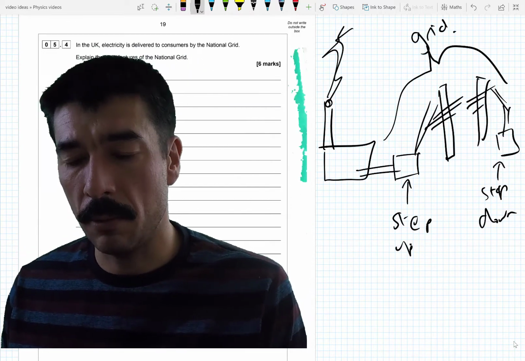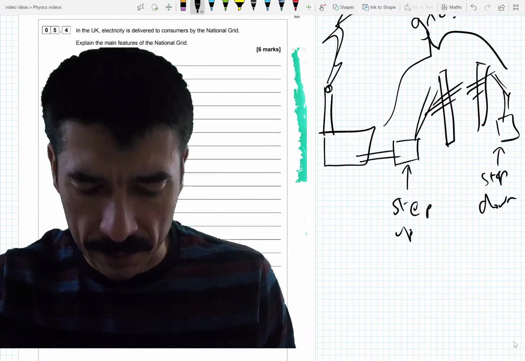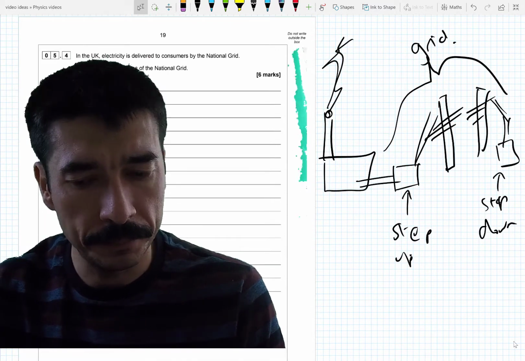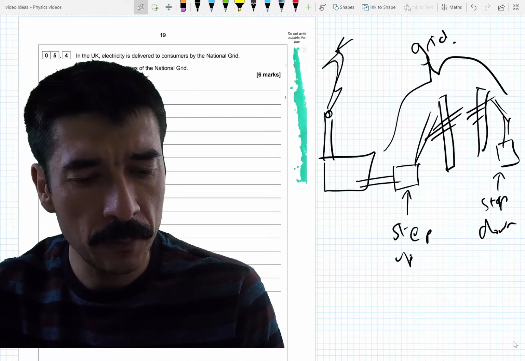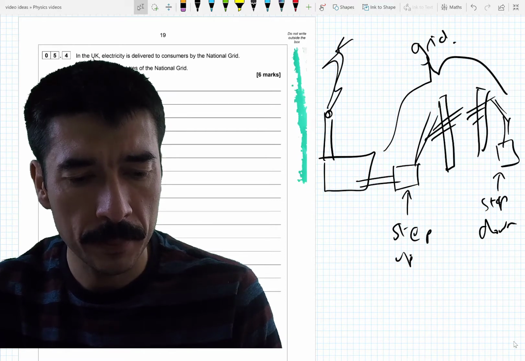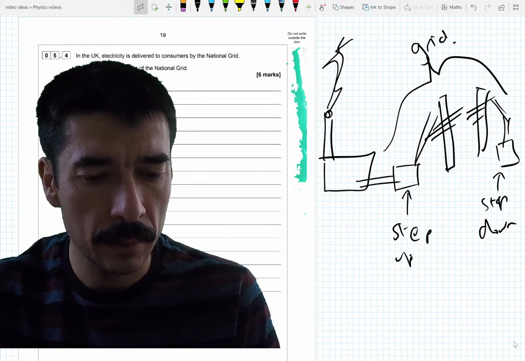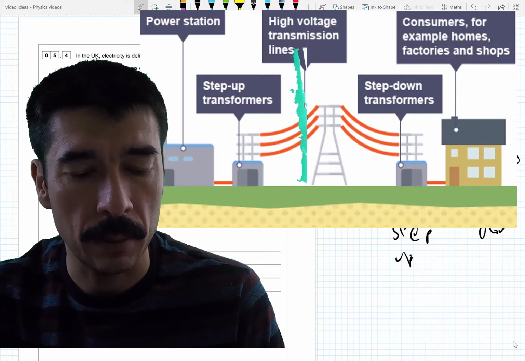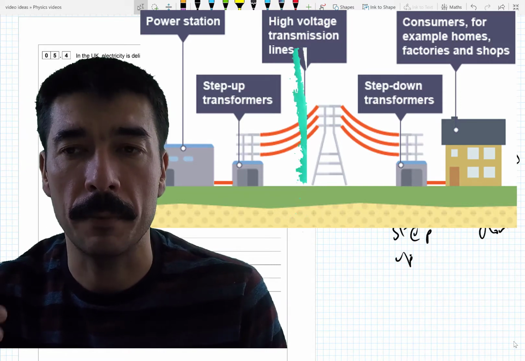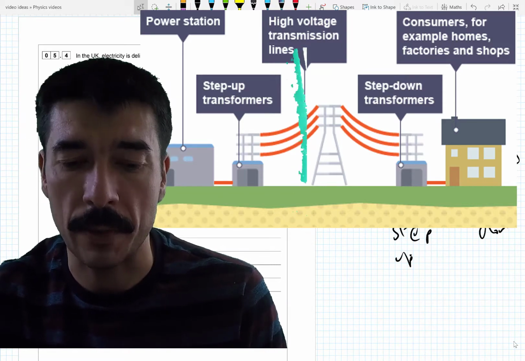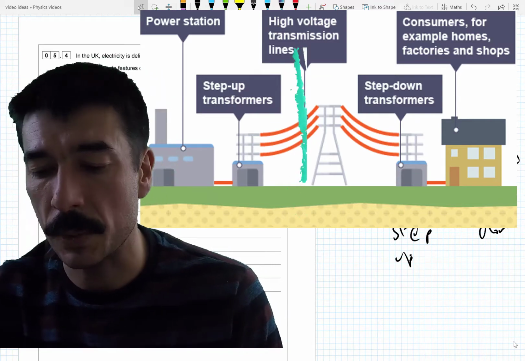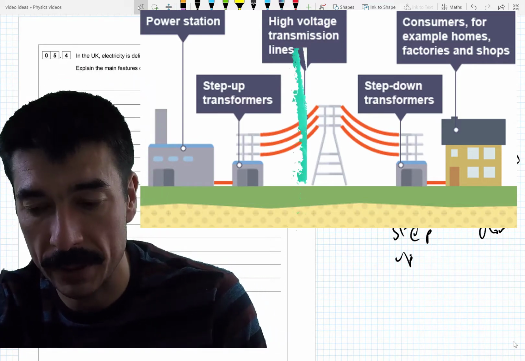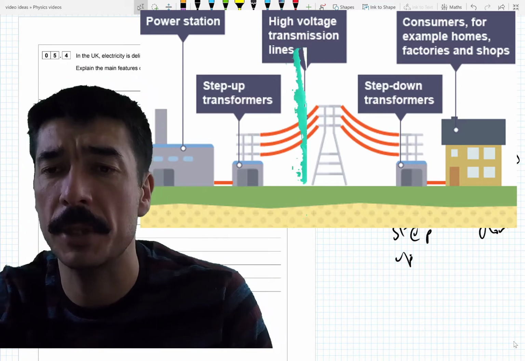Okay, so I would start by saying, I'm not going to write out an answer to this because my handwriting's so terrible anyway, but I would start by talking about step-up transformers. I would say, first of all, a power station, either conventional or a renewable source, is used to generate electricity. This electricity is then sent to a step-up transformer where the voltage is increased and the current is decreased to improve the efficiency of transmission.